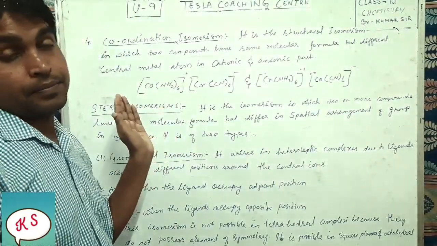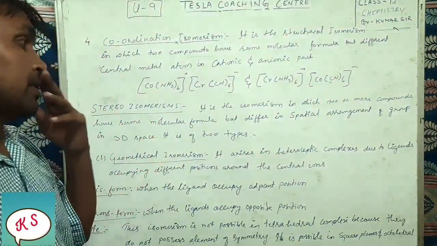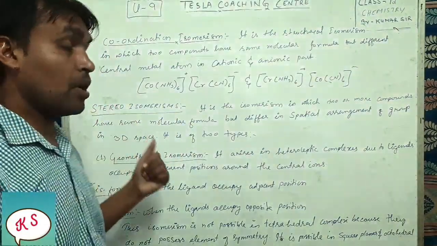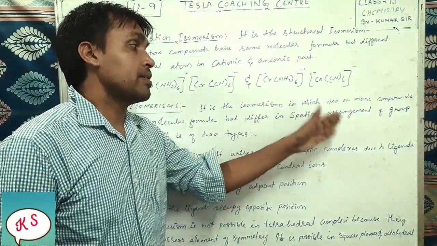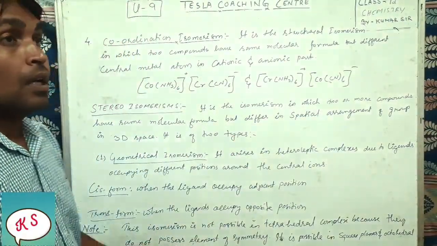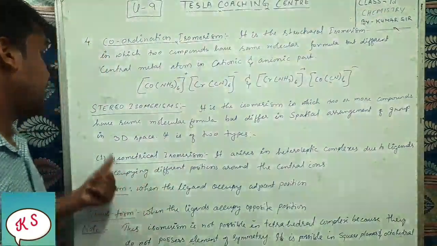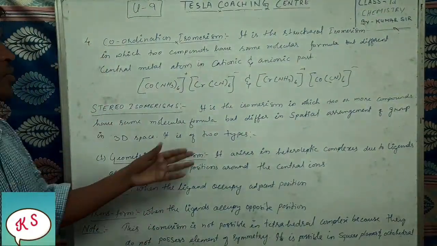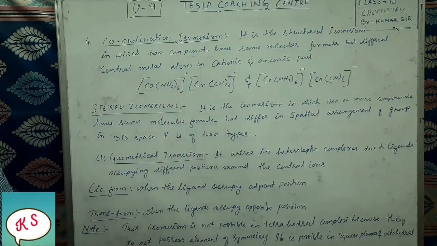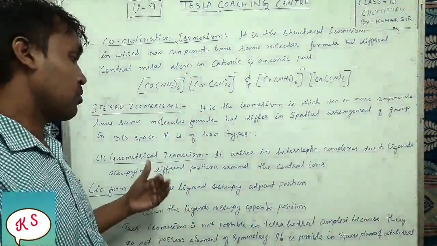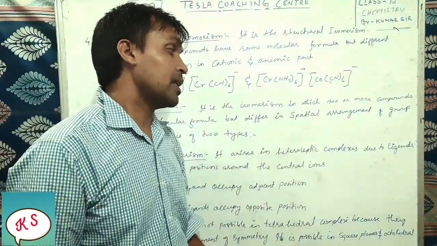In both the coordination compounds, those kind of coordination compounds, we call it as what? Stereoisomerism. The molecular formula is going to be same, but spatial arrangement of the groups in three-dimensional space will be different. Okay, so these stereoisomerisms we have divided into two types. Number one, geometrical isomerism. So what is geometrical isomerism? So remember, it arises in heteroleptic complexes.